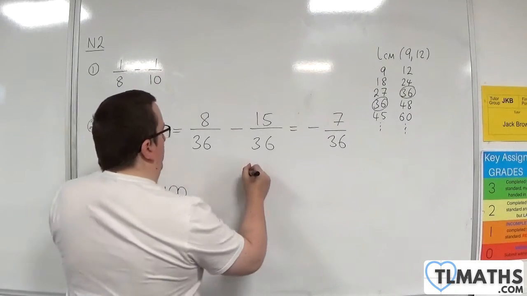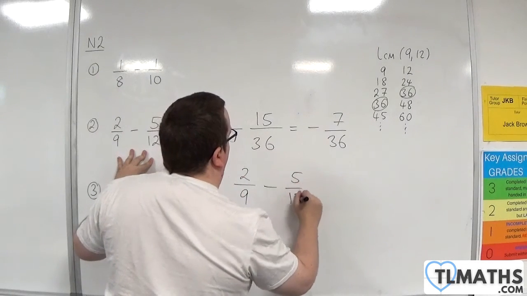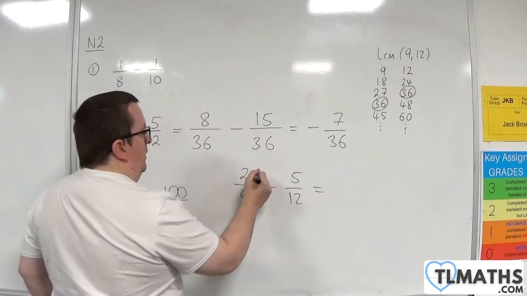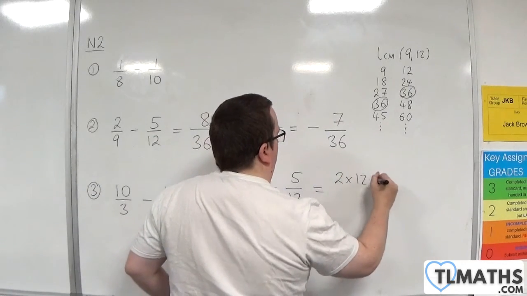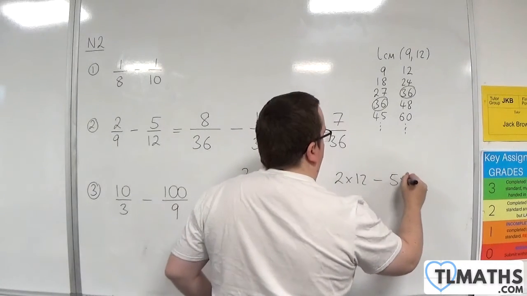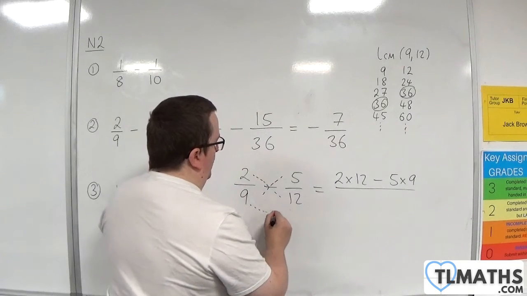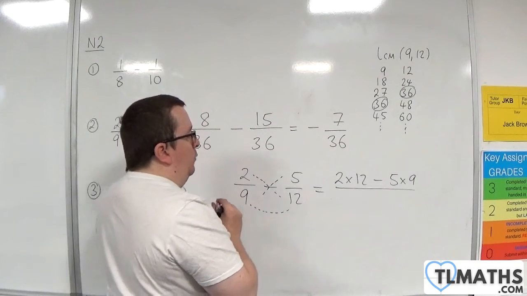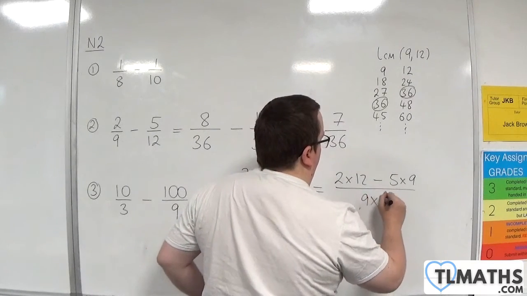Right, let's do it by cross multiplication. So 2/9 take away 5/12. So the leading diagonal first, 2 times 12, take away the other diagonal, 5 times 9, over the product of the denominators, which is 108. So 9 times 12. I'll write it down.